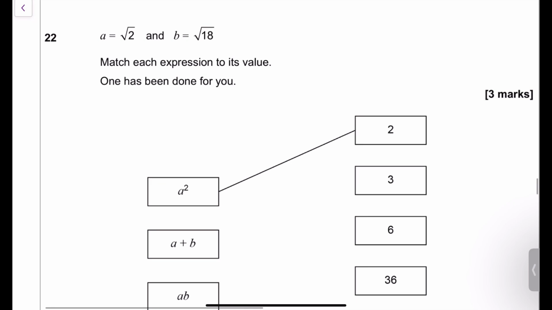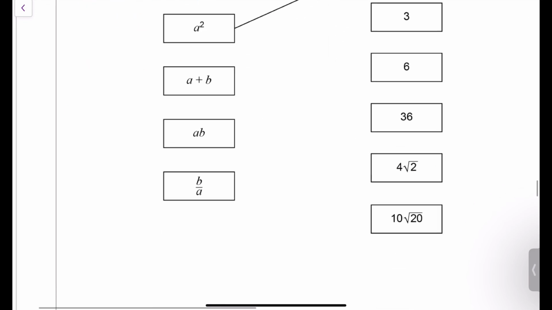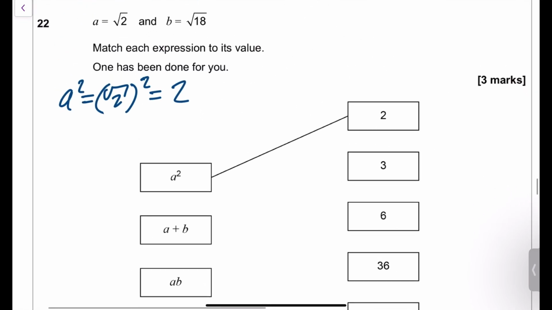Okay. Next one. Oh, a bit of surds. A is equal to root 2, B is equal to root 18. Match each expression to its value. So a squared, right? Let's just work these things out. A squared is going to be root 2 squared. If you have a square root squared, the square root and the square cancel out, so it's just going to be 2. What else do we need? We've got a plus b.